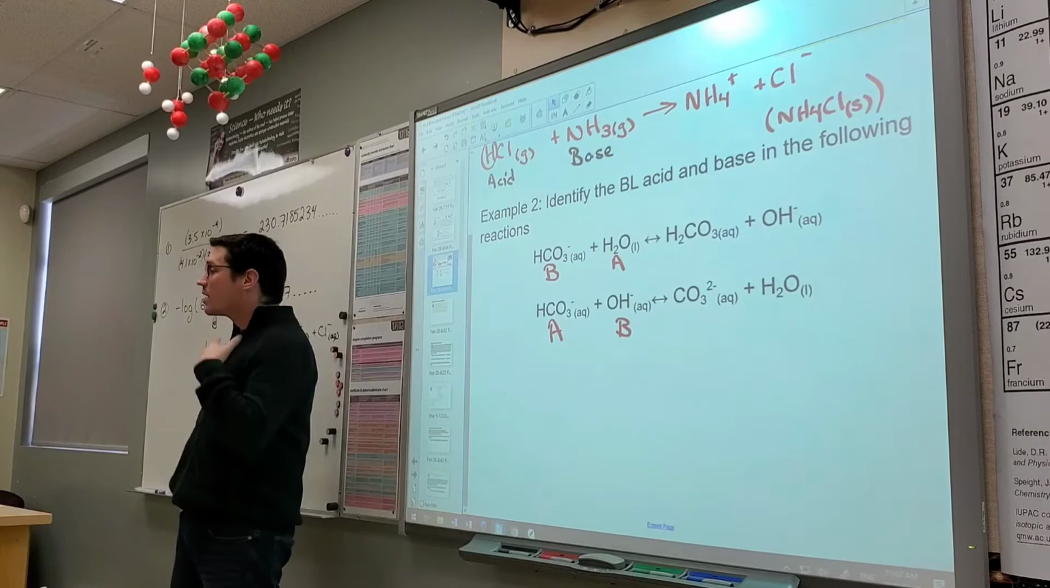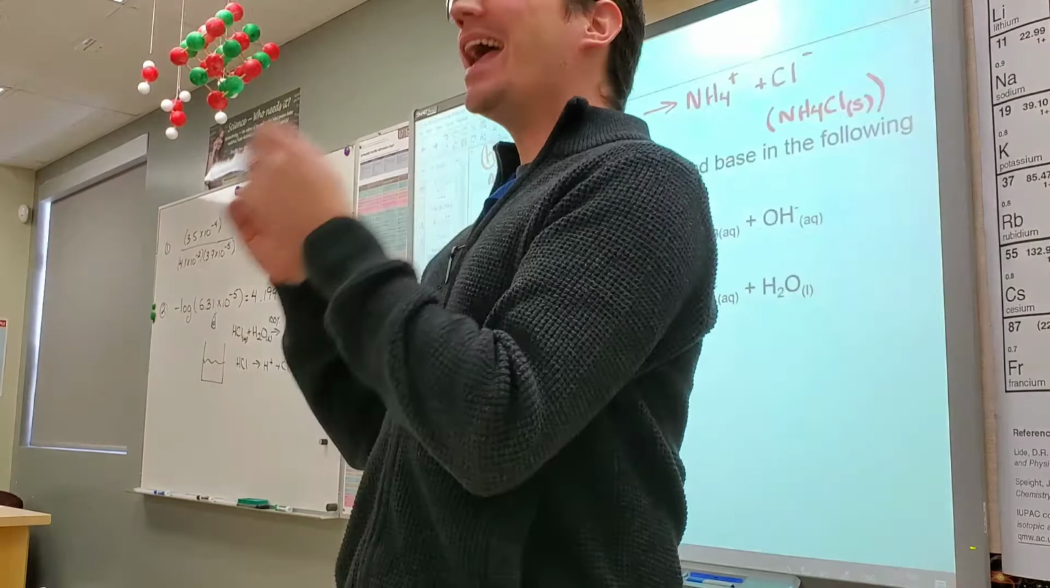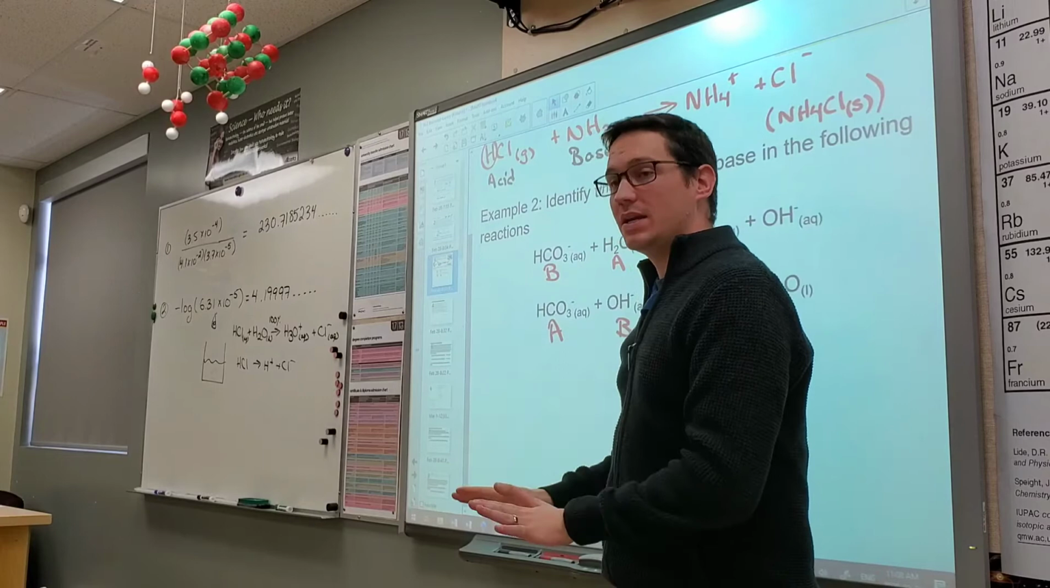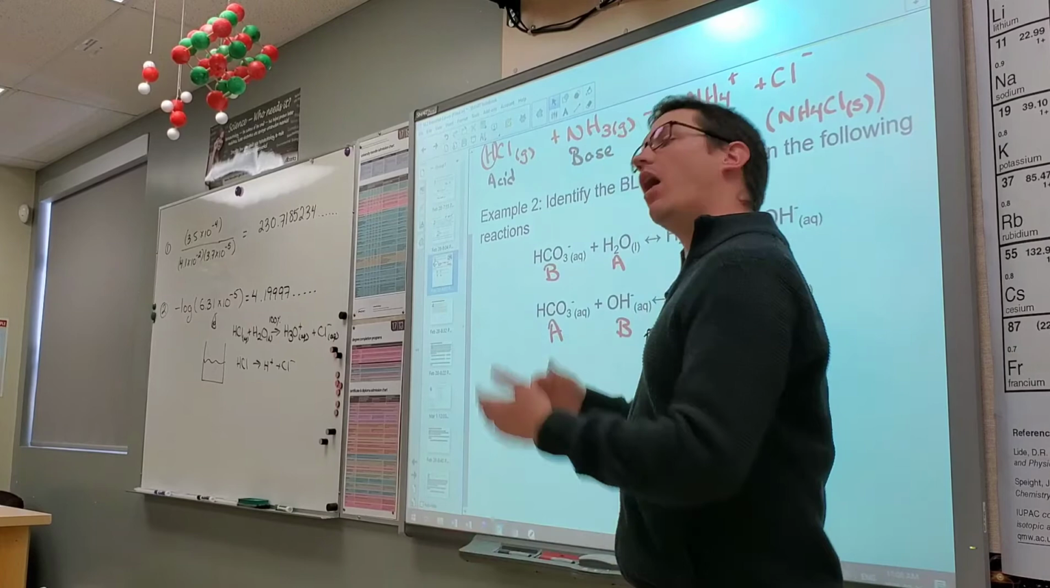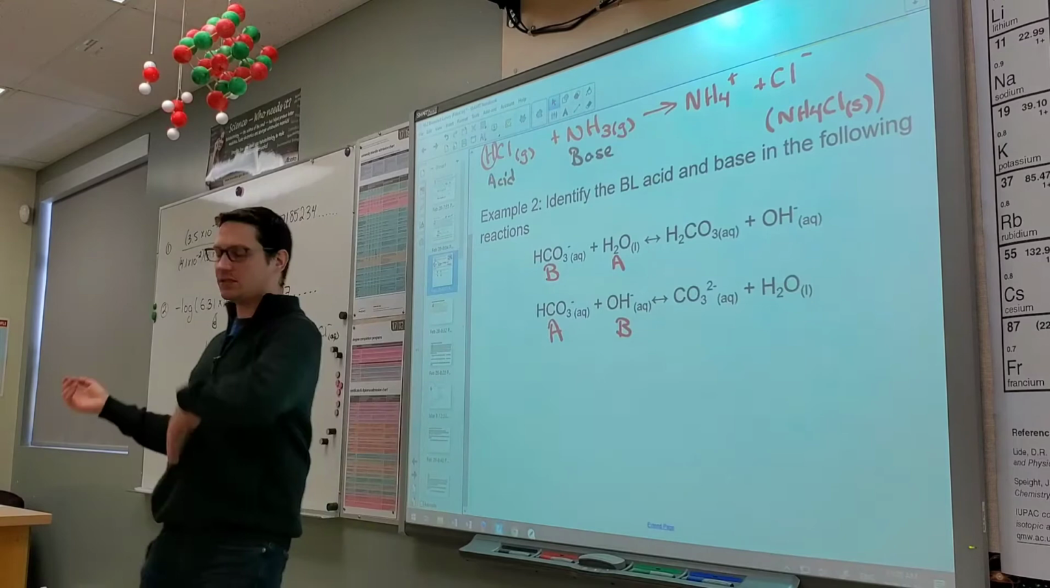So we're no longer defining a substance as an acid or a base. We're defining an entity. An entity is just something that appears in a chemical reaction. Now we're defining an entity as an acid or a base based on the situation. We can no longer say that HCO3 is a base all the time. We used to be able to say that, but not anymore. Okay? It's completely dependent on the specific reaction that's happening. Sometimes something can act as a base, sometimes something can act as an acid.